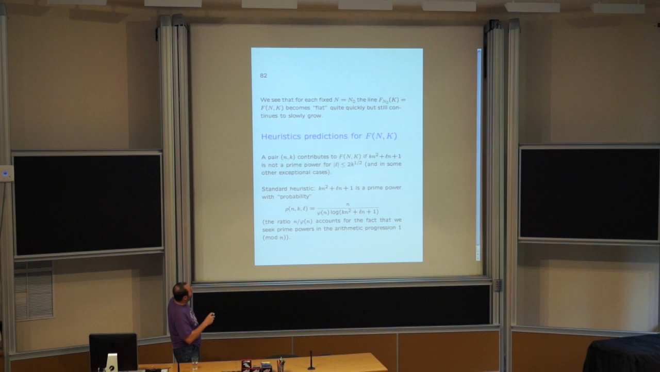So a pair n and k contributes to this if this is not a prime power for this L, right? And in some other small exceptional cases. It's more or less applying lemma 6 as an if and only if statement, because we know it's almost correct. So if this is a prime power, then we have a curve. It is kind of bending our statement a little bit, but not in a very bad way.